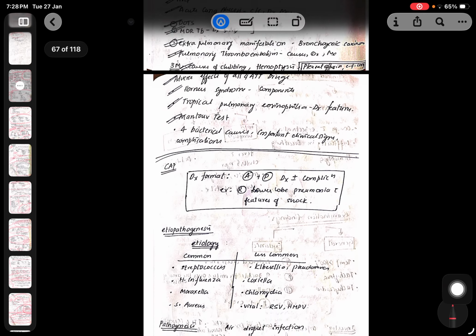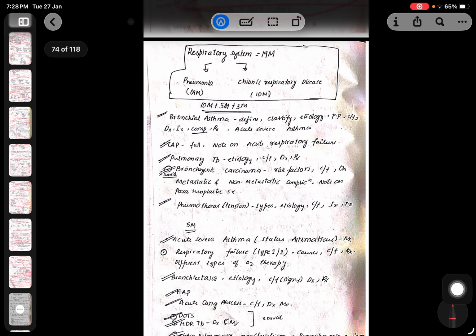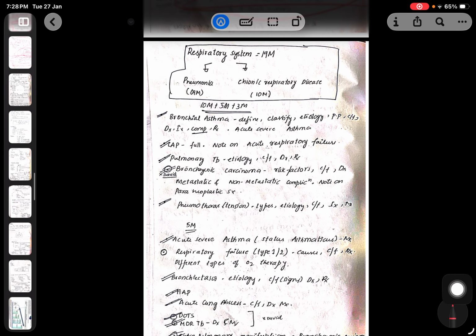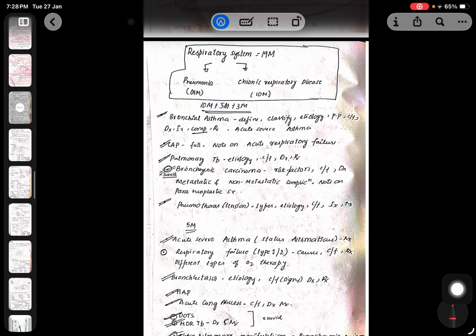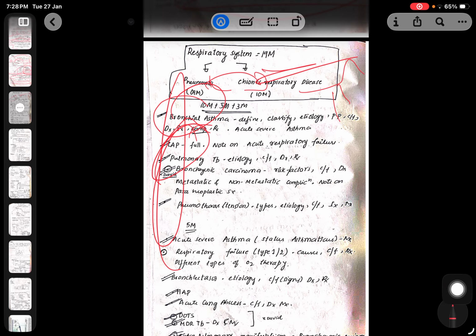Next, coming to the most important system, that is RS. If you know CNS, RS, and MAT and infectious medicine well, then you will pass the paper. Coming to the weightage, that is 19 marks. So this and this are interchangeable. I think you know what are the diseases which are there in chronic respiratory disease. So these are the questions which are present here.